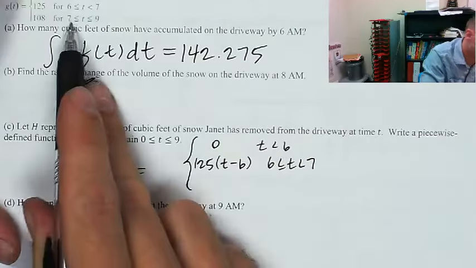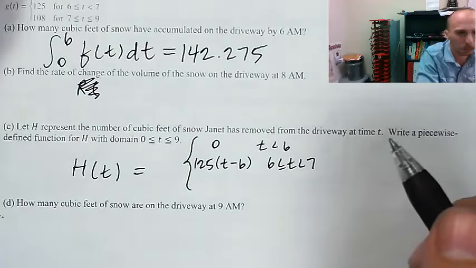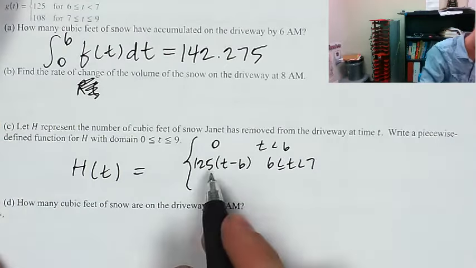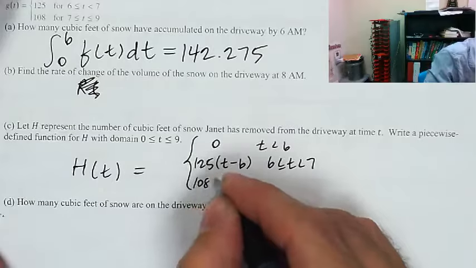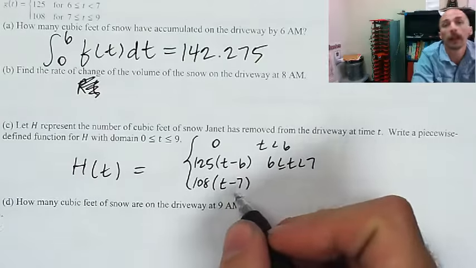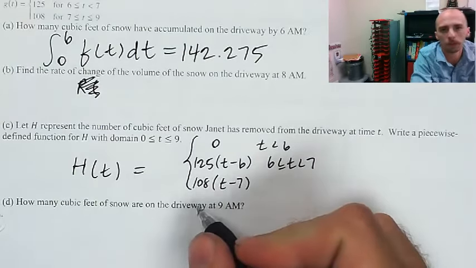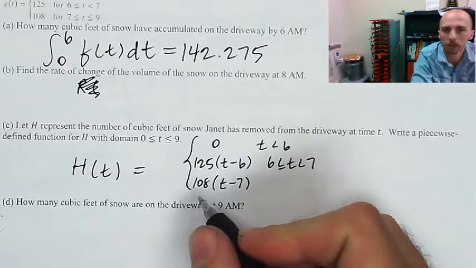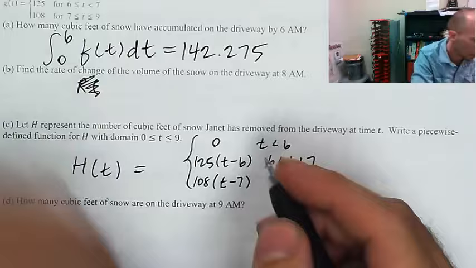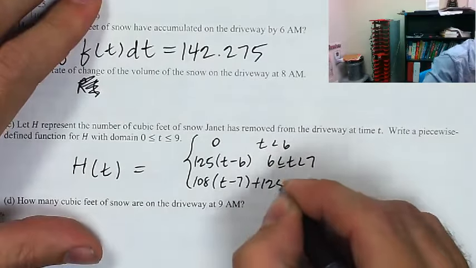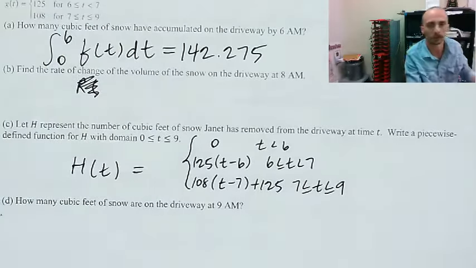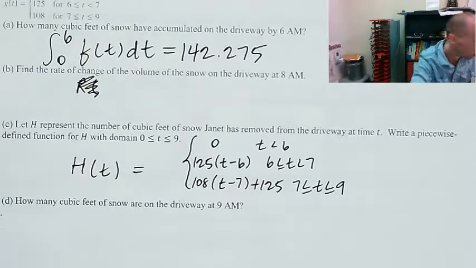And then, as far as the less than or equal to, I don't think we're really going to worry about that too much. Then past that, you would think 108 times t minus 7, right? But if you plugged in t equals, say, 7.5, it would say that she had removed 54 cubic feet of snow. But we know that's not realistic because she's already removed 125 for that 6 a.m. to 7 a.m. hour. So that's where we're going to have to add in 125, and then that will be 7 to 9, up to the inequalities or whatever.